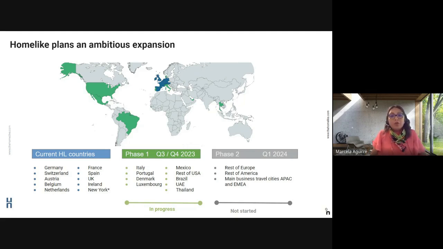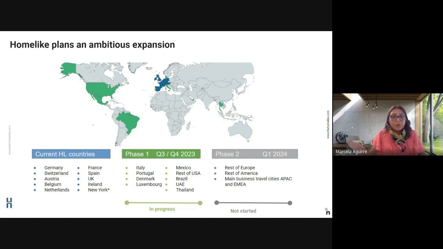What is happening beyond Europe? There is a big progress and there are conversations ongoing to onboard different suppliers in the following destinations: Mexico, rest of USA, Brazil, the Emirates, and Thailand.